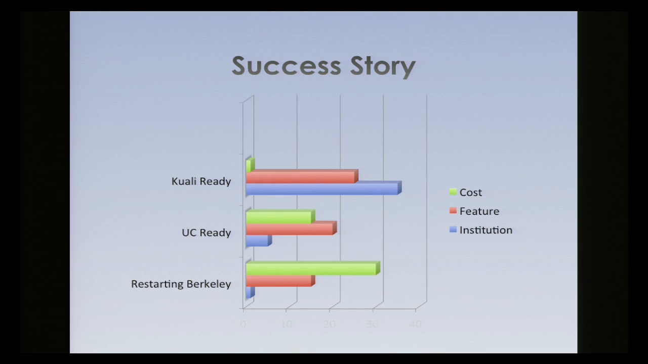As you can see on the chart here, at the bottom, this project was called Restarting Berkeley, and the cost was just tremendous. And only one institution benefited from this. Then in 2007, thanks to UCOP's support, we were able to refactor it and deploy it for the rest of the UC campuses. And we didn't really have to do much in terms of adding additional features to meet the needs of the other UC campuses. But that brought our costs down dramatically.